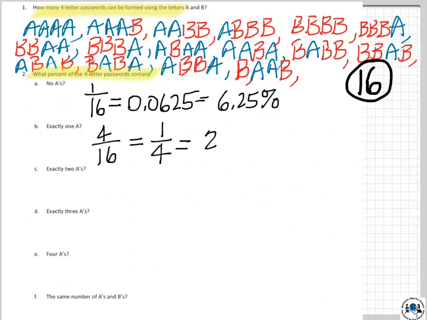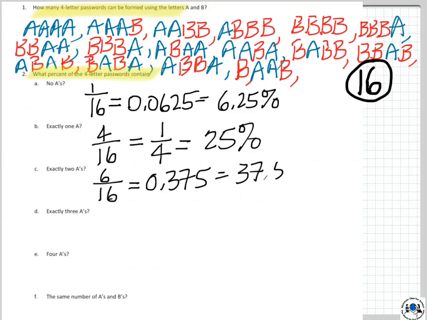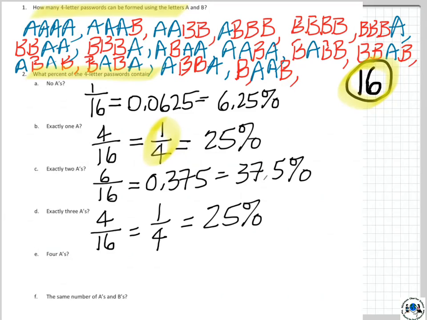Here we go. Exactly 1 A. 4 out of 16, 1/4, and we all should know that is 25%. Exactly 2 A's, we had 6 out of 16, and that was 0.375 or 37.5%. And of course you can see our 16 has been our denominator the whole time, makes a lot of sense, but of course that could change here. We did this here, we just simplified there. All right, 4 out of 16 for exactly 3 A's is 1/4 again, 25%.